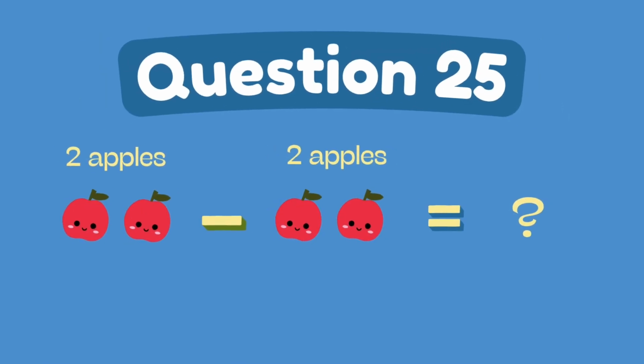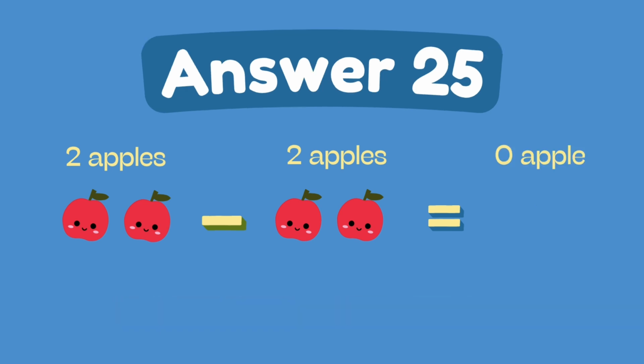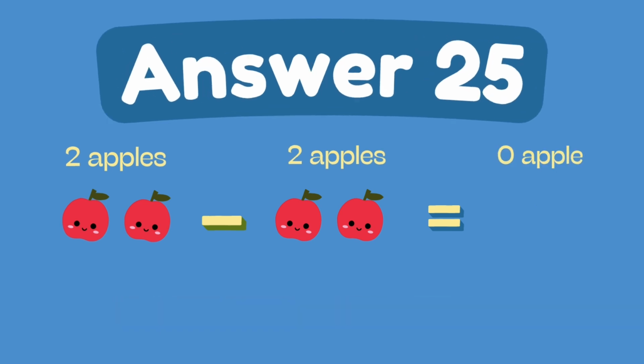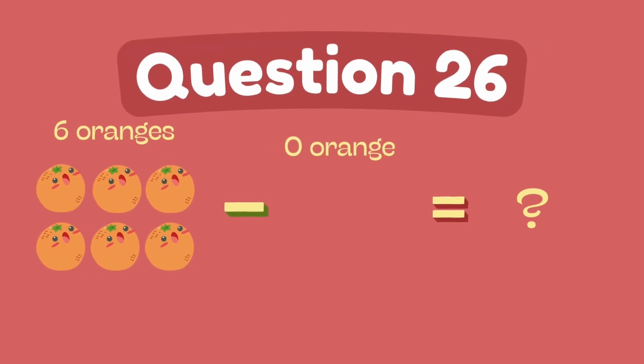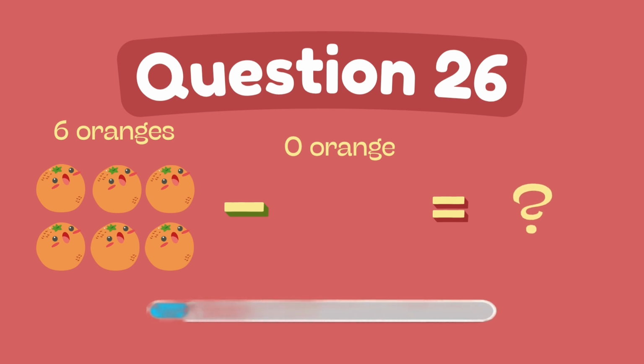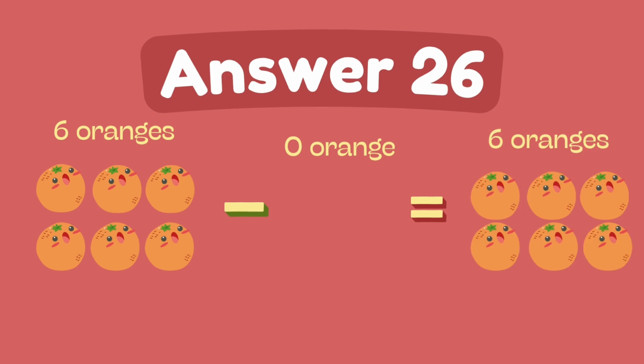What is 2 minus 2? The answer is 0. What is 6 minus 0? The answer is 6.